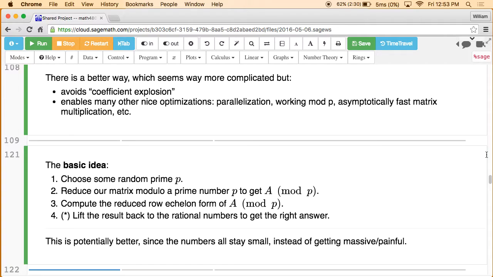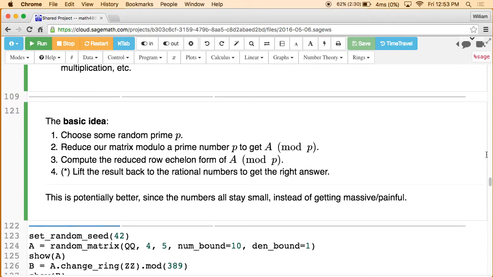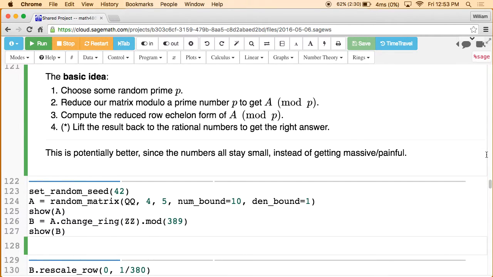And here I'm talking about addition and multiplication modulo some chosen prime number p. The point is you never ever have any fractions, and the numbers don't explode in size. No matter how many multiplies and adds you do, the numbers are always between 0 and p minus 1. Okay, so you choose a random prime number p, you reduce the matrix modulo p, you do the whole reduced row echelon form algorithm exactly like normal, modulo p, and then you lift the result back up to the rational numbers. So let's give it a shot.